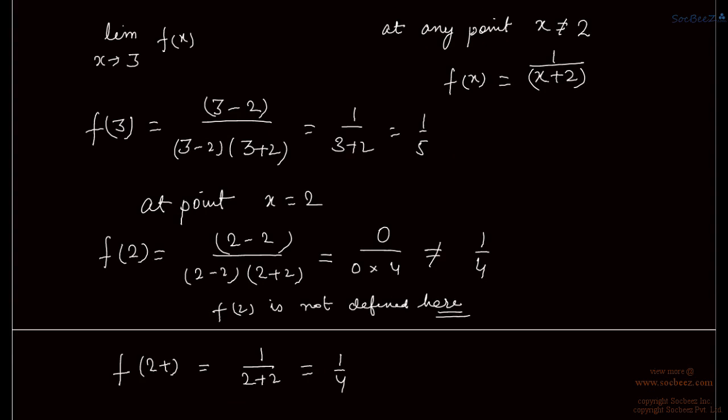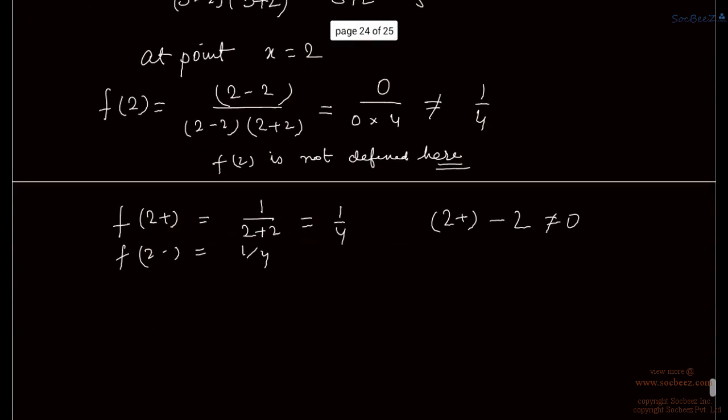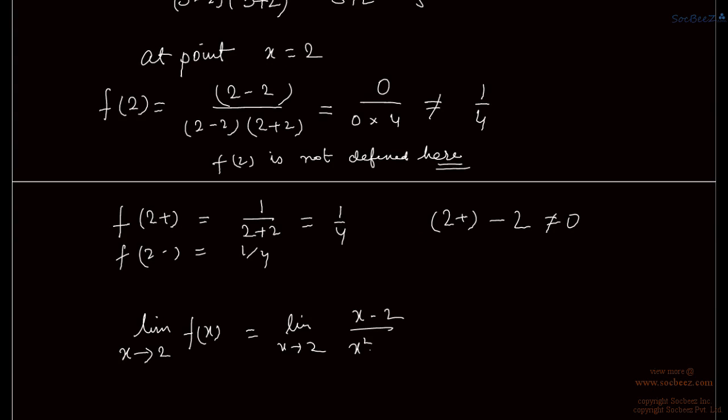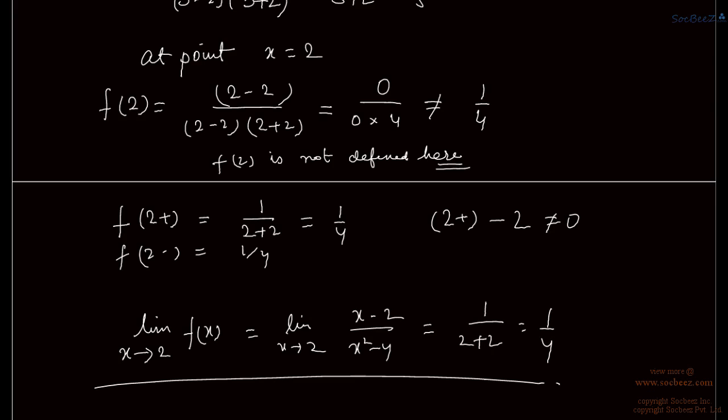Because at x equal to 2 plus, the value 2 plus minus 2 is not 0. So f(2 plus) and f(2 minus) are both equal to 1 upon 4. So the limit of the function exists, and we can write the limit as x tends to 2 of f(x), where f(x) is (x minus 2) upon (x square minus 4), as 1 upon (2 plus 2), which is equal to 1 upon 4. Okay, so this is the main concept behind limit.